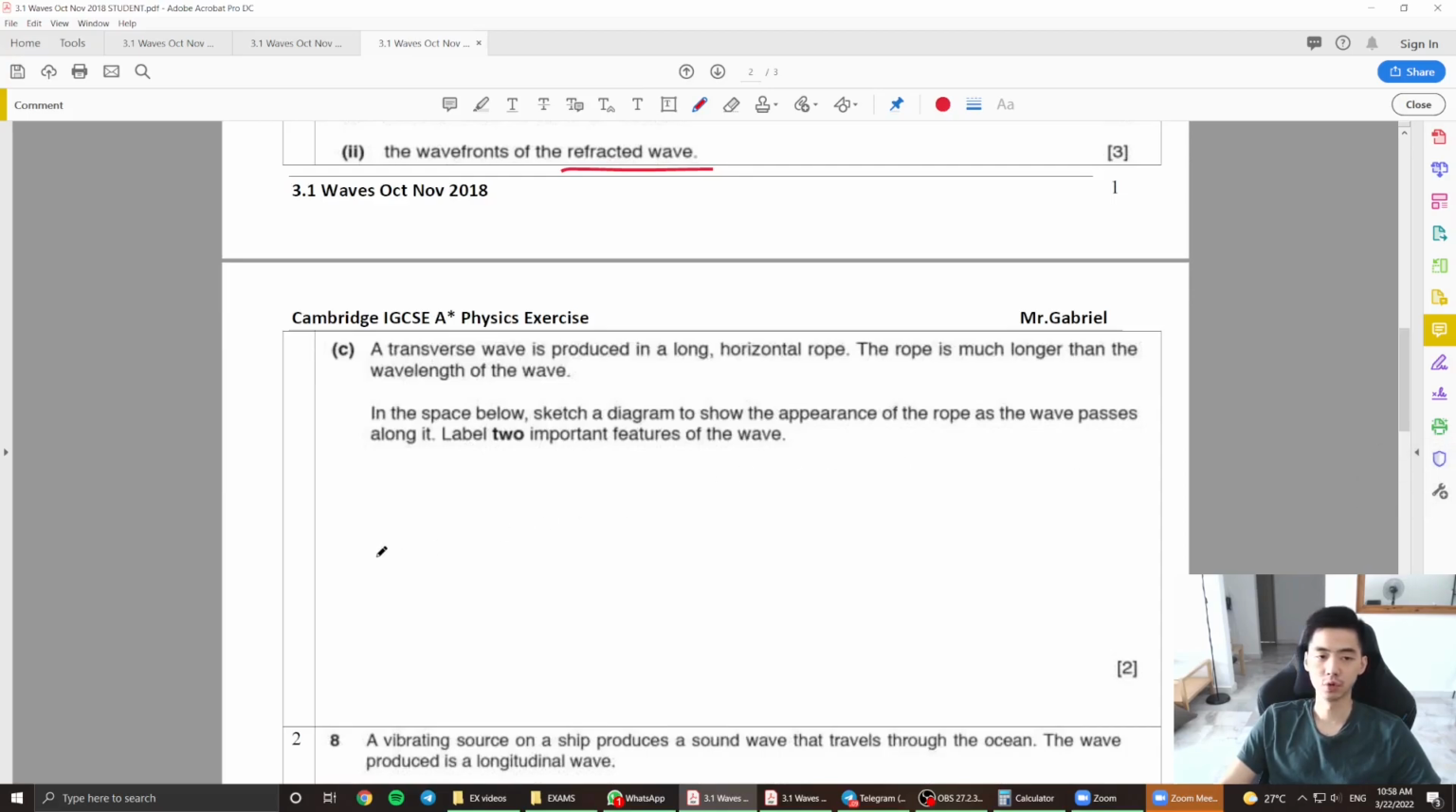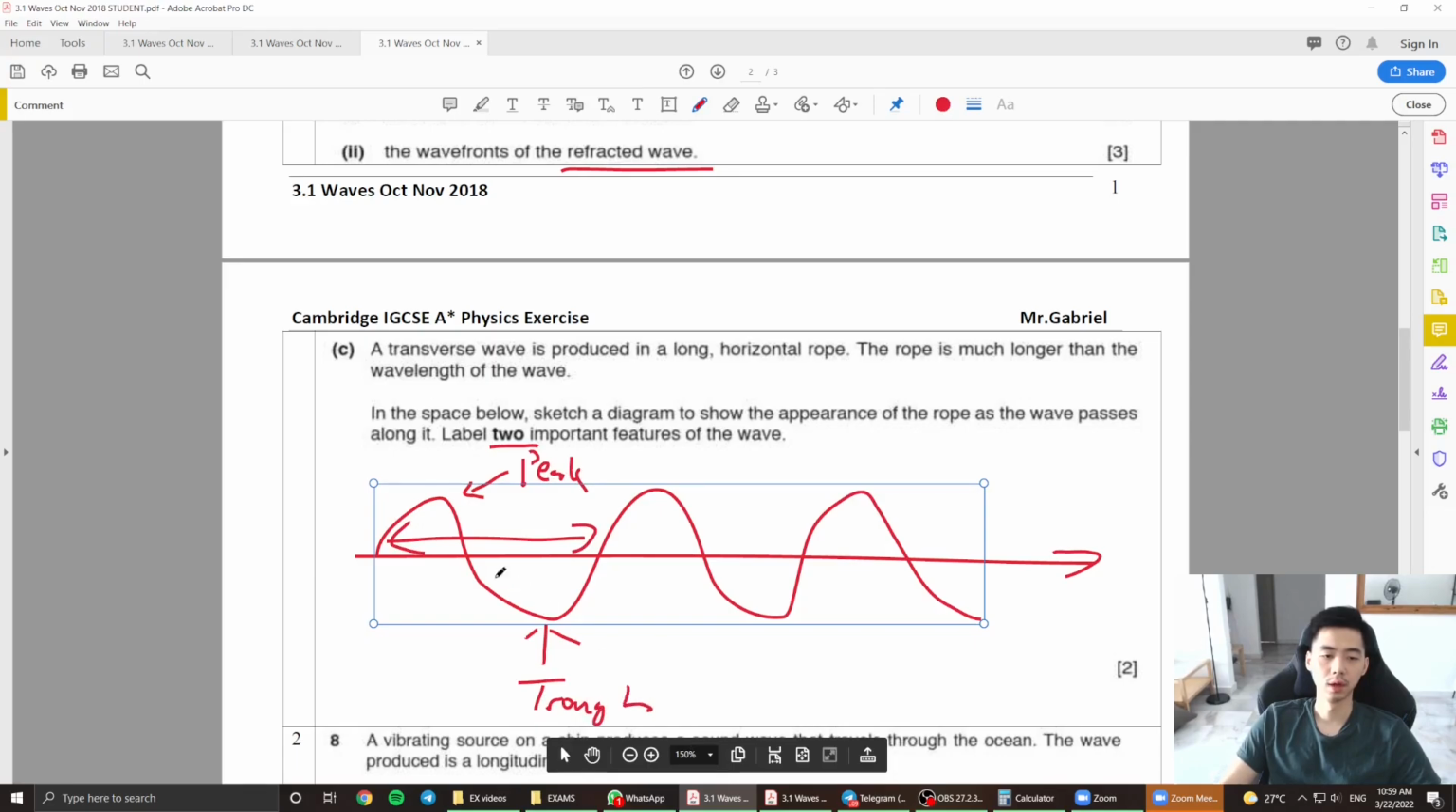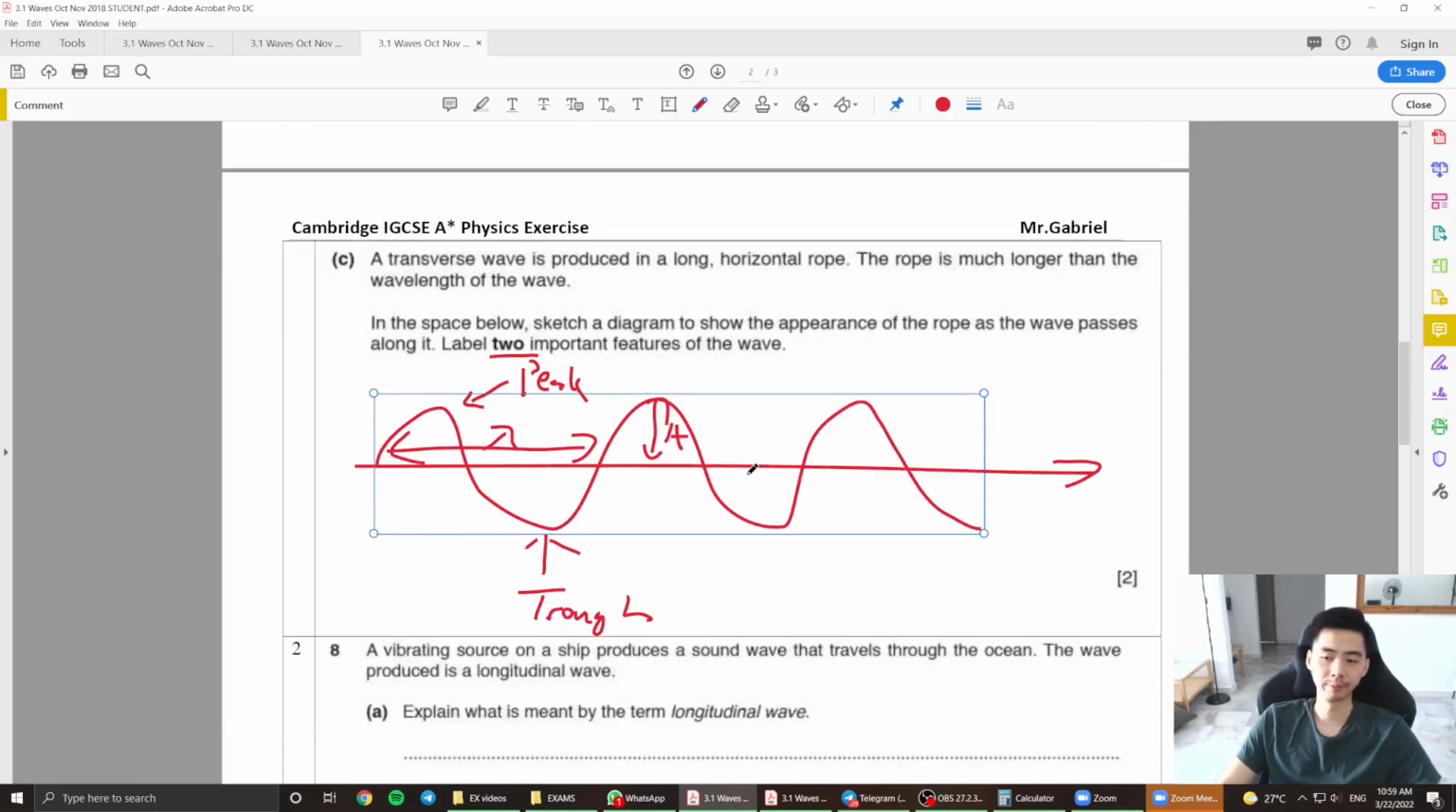I guess you're just supposed to draw a transverse wave, right? Just make sure you draw it nicely in the exam. And then they ask you to label two important features. You can say that this is the peak or the crest, this is the trough, and then this is the wavelength here. Any one of these two is good enough. Or you can even label the amplitude as well, which is going to be good enough.